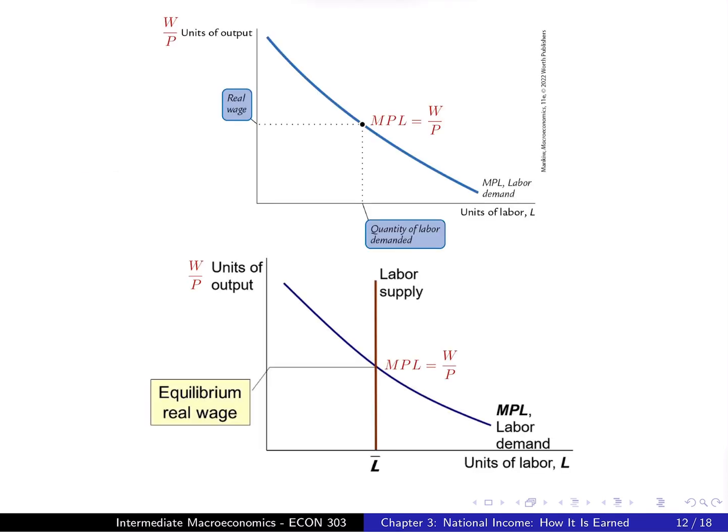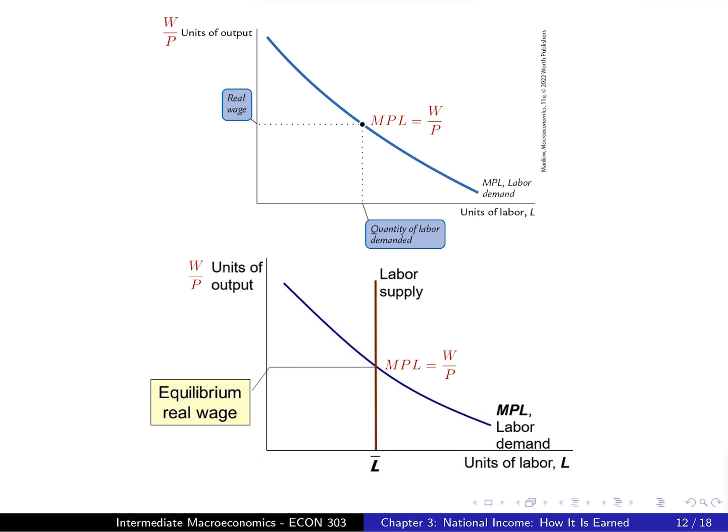Let's walk through these two diagrams to understand how the real wage and employment level are determined in a competitive labor market. Top graph, labor demand. This graph shows the MPL curve, which also serves as the labor demand curve for firms. The downward slope reflects diminishing marginal product of labor.